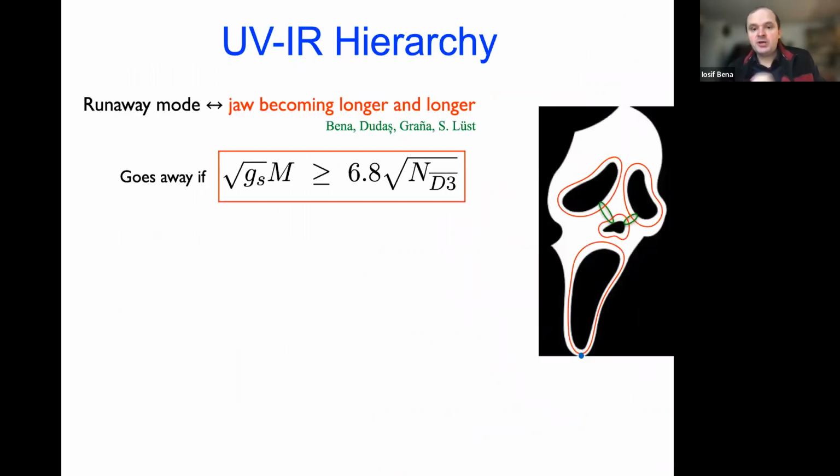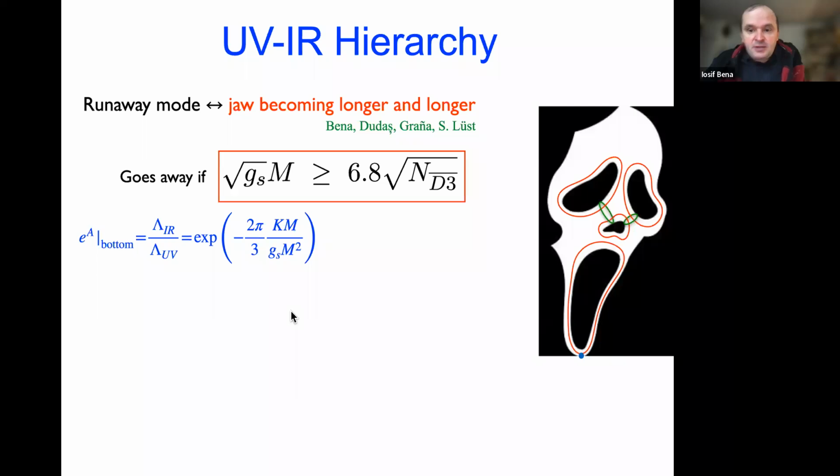So until now, you can say, great, what's the problem? There's a runaway mode, but the mode goes away when g_s times M is much, much bigger than the number of the fibrils. So why don't you consider a compactification which has a large g_s times M, as Sandeep was saying, and get rid of it, no problem. Everything is going to be hunky-dory.